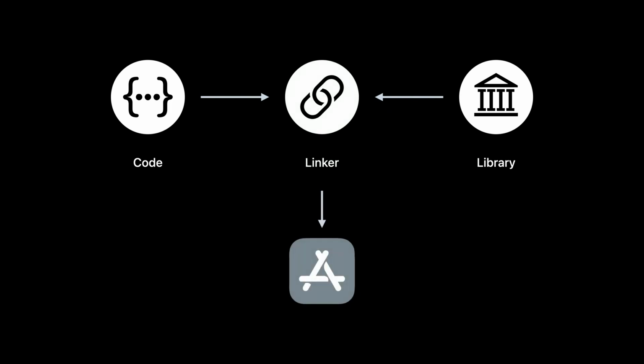Now, there are actually two types of linking. There is static linking, which happens when you build your app. This can impact how long it takes for your app to build and how big your app ends up being. And there is dynamic linking. This happens when your app is launched. This can impact how long your customers have to wait for your app to launch. In this session, I'll be talking about both static and dynamic linking.